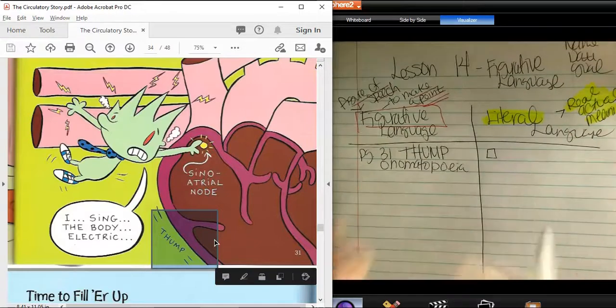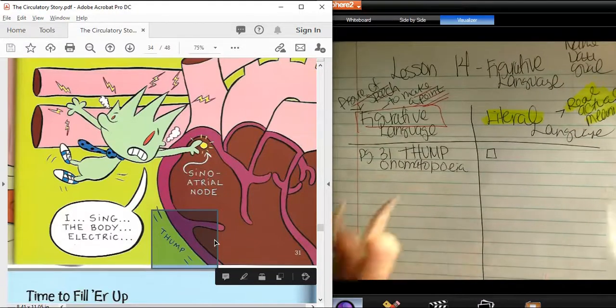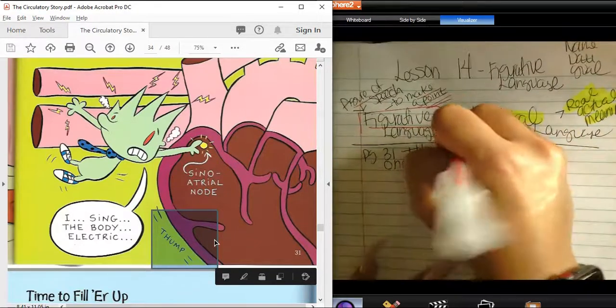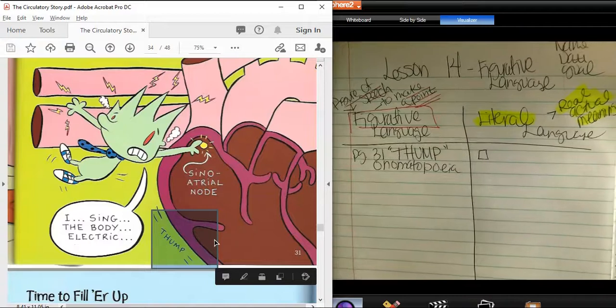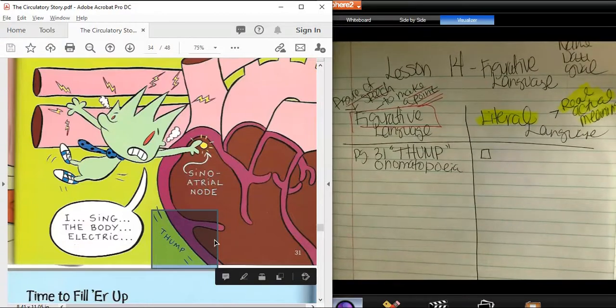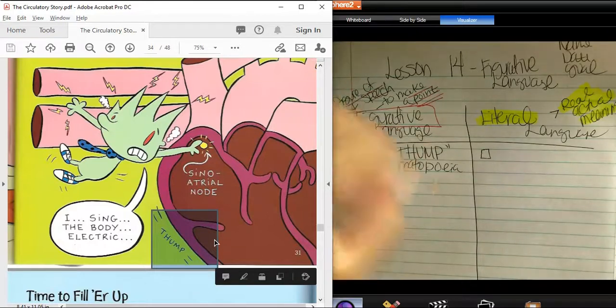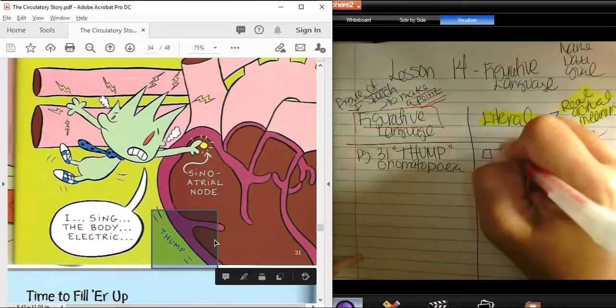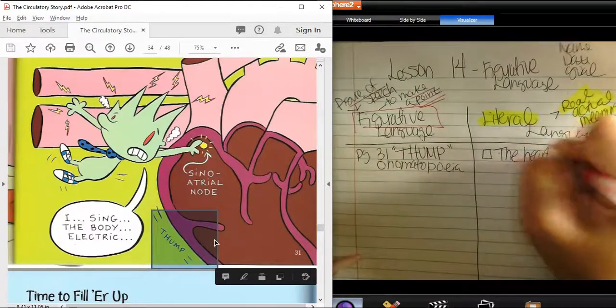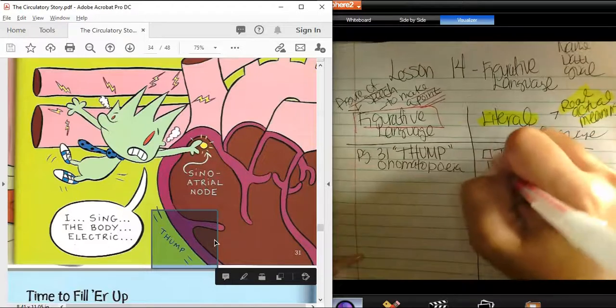Now, why did the author choose to use onomatopoeia with the word thump? Why? What is the actual meaning? Remember, the sinoatrial node does what? It gives a shock. So if it gives a shock, what is the heart doing? What is a thump? What does it mean? That means the heart is beating. So I'm going to write it here. The heart is beating.